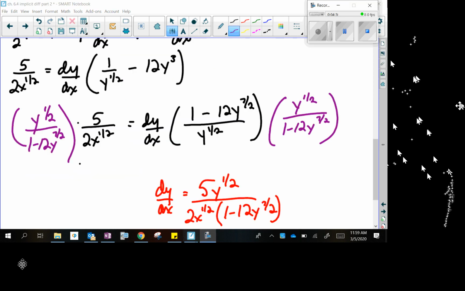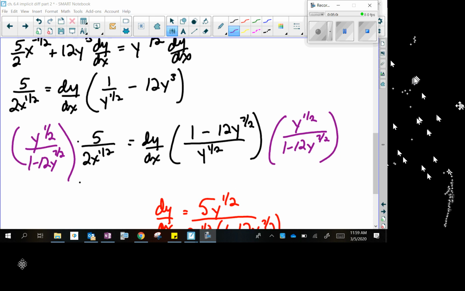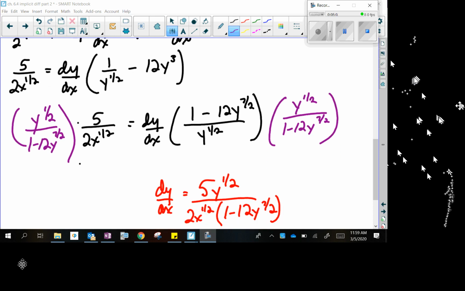So here's the answer. I left off Katie there for a second. Again, this is getting the common denominator over here, the y to the 1/2. And the purple is just showing, instead of always having to write it underneath where you're dividing, the other way to think about it is you're really just multiplying by the reciprocal. And we get that. So how many got that answer?